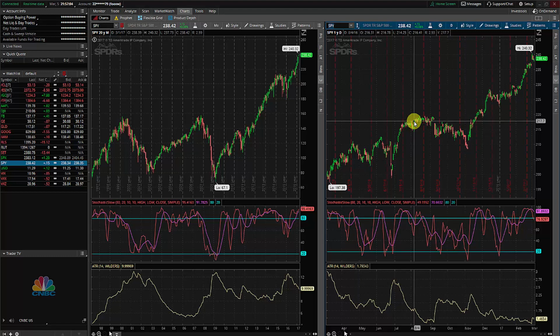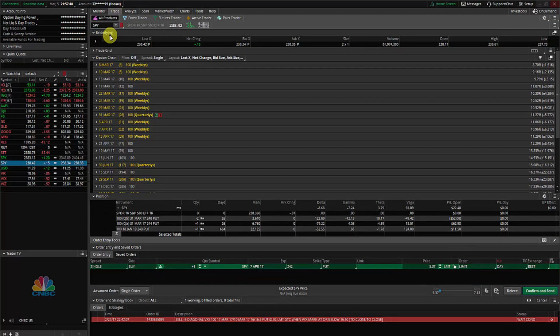In this video, we will look at how to construct a ratio spread in the Thinkorswim platform. And I'm going to compare the different time frames of a ratio spread. What do I mean by different time frames? We are going to look at the different expiries of the ratio spread and what impact they have on the ratio spread. Let me go to the trade tab of SPY.